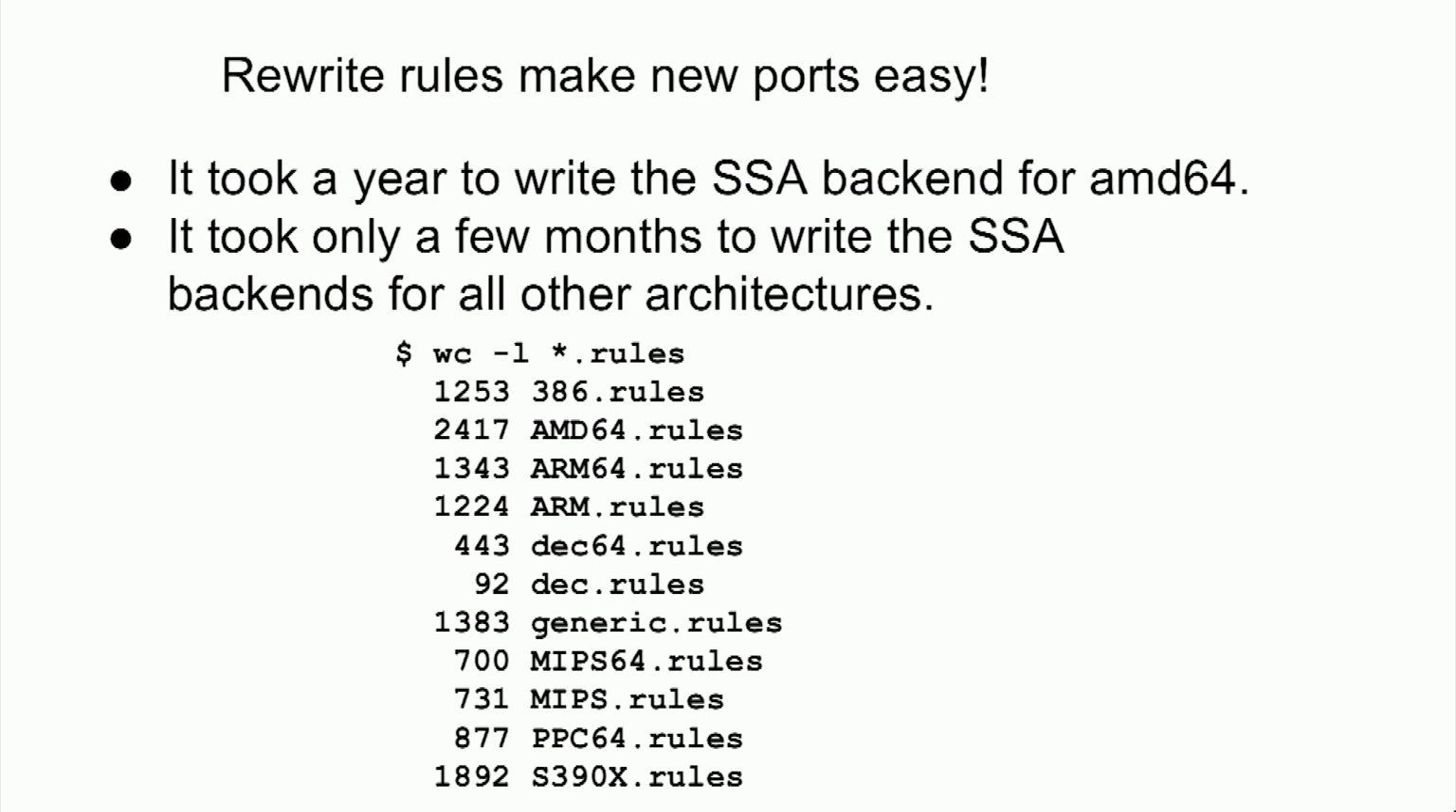And so it took a year to write the SSA backend because we had to write all these optimization passes. But it only took a few months to write the SSA backends for all the other architectures. So there are 10 or so other architectures. We did them all in just a few months. And if you look at the rules files for all these architectures, they're 1,000 lines-ish. There's some other stuff you have to write too, but the bulk of it is the rules you have to write to decide for each Go operation what processor-specific operation you need to use. And so we were able to do all that work just in the 1.7 to 1.8 timeframe.